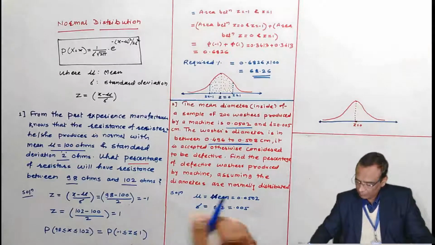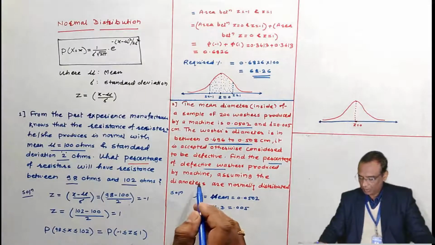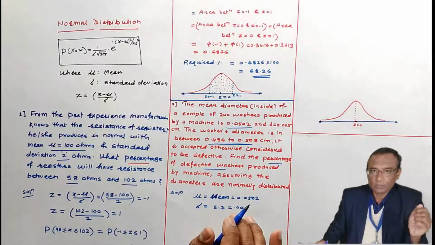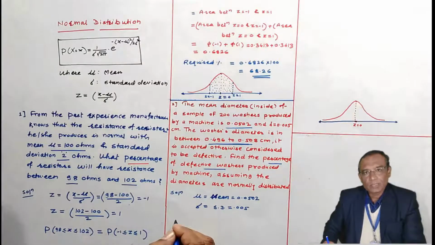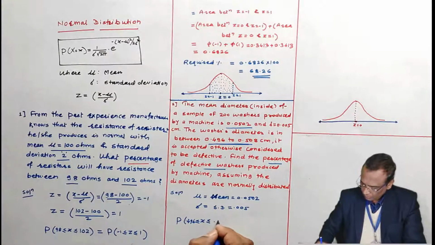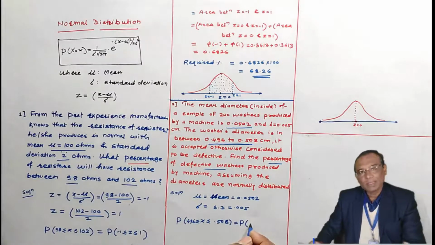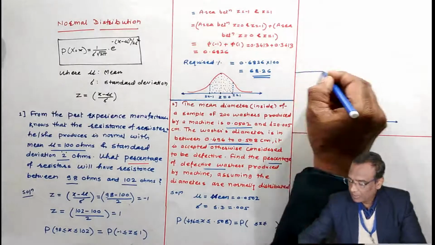So what do we have to find? We have to find the percentage of defective washers produced by the machine, assuming that the diameters are normally distributed. We are interested in the washers whose diameter lies in this range. Let x be the random variable associated with the diameter of the washer. So I am writing the probability that x is between 0.496 and 0.508. And we have to relate this with the z value. Separately, I am finding the z value.